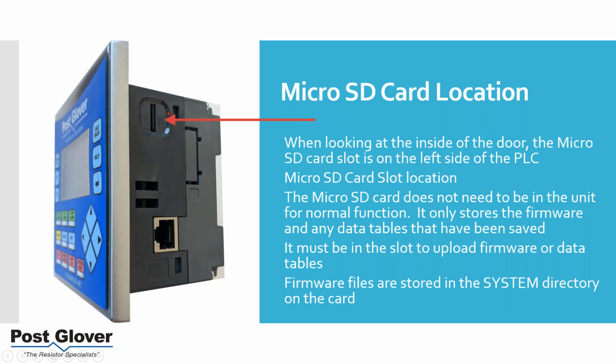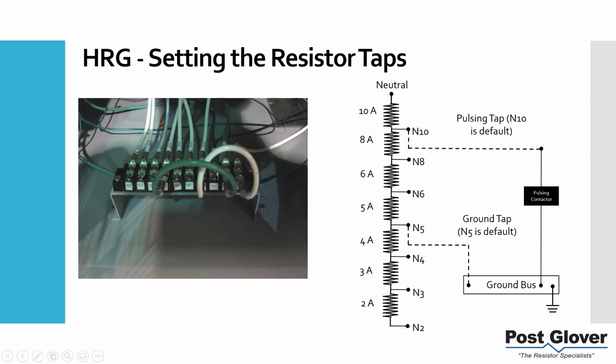Essentially, there's a system directory. One way to do the firmware upgrade is we would email you the system file, the firmware file. You would replace it into the system directory on the card. So that's how you do the micro SD.